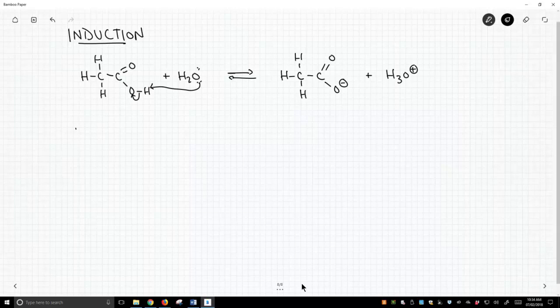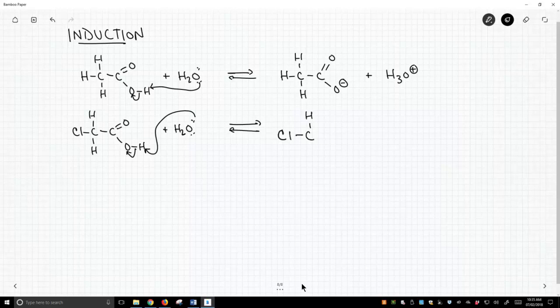Now, what happens if we change the structure and we put one chlorine atom on our acetic acid? Now we have chloroacetic acid. We won't show the mechanism. Maybe we will. Show the mechanism, break that OH bond, goes on the oxygen. Now we're going to form our conjugate base, H3O plus. Perfect. Here are two balanced equations.